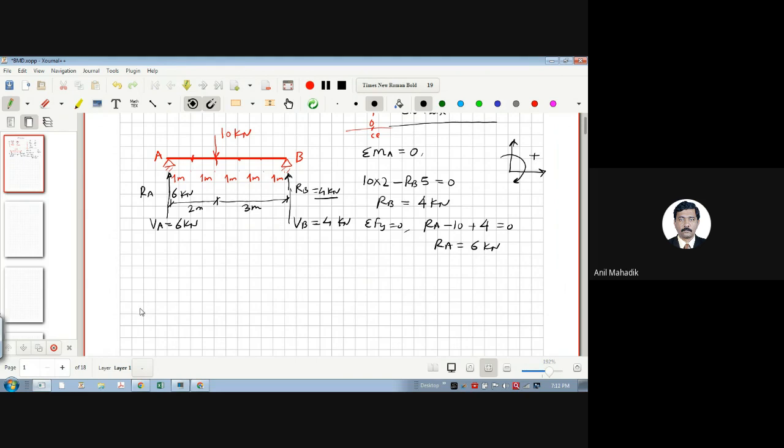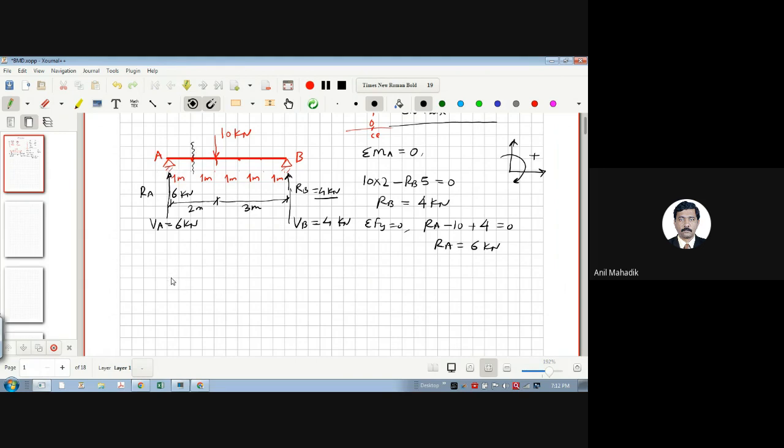So let's say if I ask you what is the shear force, I'm considering this section first. Okay. So let's start from the left hand side. You can choose any side. Let me consider the left hand side.